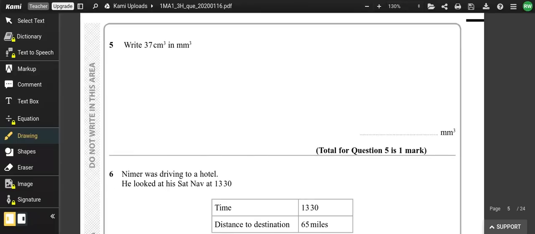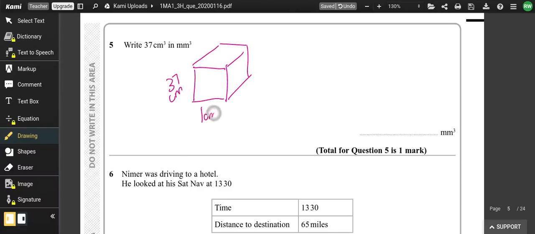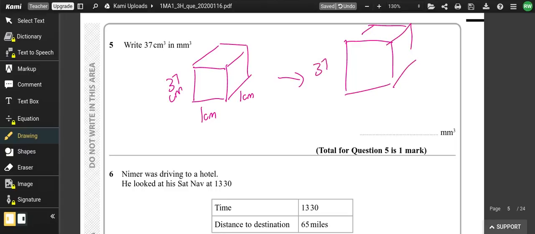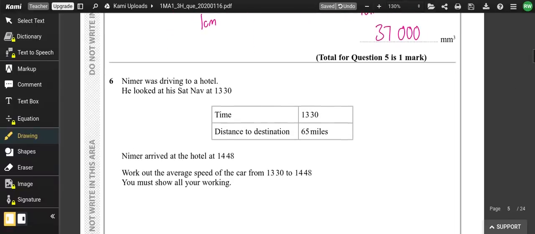For question 5, we have 37 centimeters cubed. So let's draw a cube. It's not to scale, but we're going to pretend that the volume is 37. So 37 centimeters by 1 centimeter by 1 centimeter will give us a volume that we need. And we're going to now turn that into millimeters. So 370 millimeters, 10 millimeters, and 10 millimeters. So now when we times these all together, we get 37 and 3 zeros millimeters cubed.